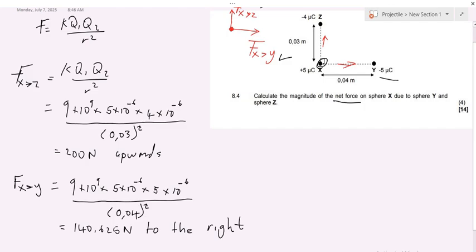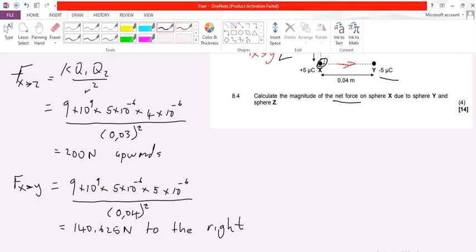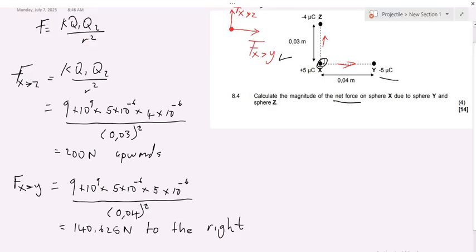Okay. Now we have found these two forces. Remember, we were not looking for these forces, we are looking for the net force on sphere X. But these forces are what it experiences. It experiences 200 newtons upwards. At the same time it experiences a force of 140.625 newtons to the right. So we want the net force.